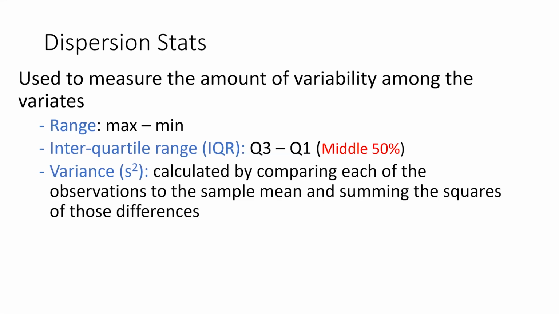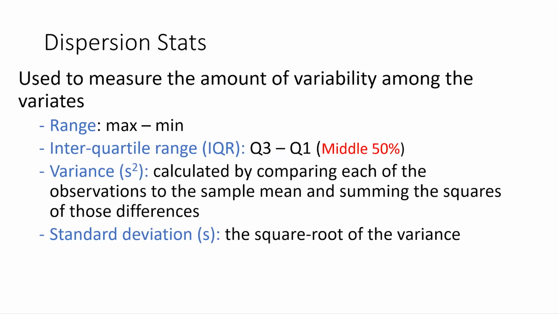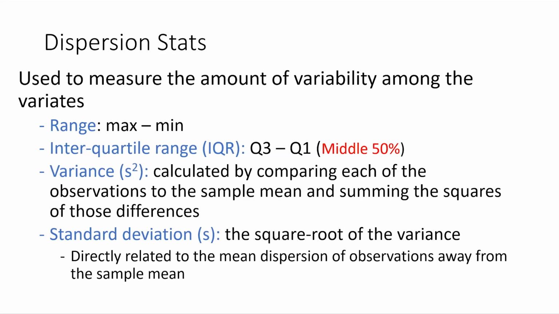Variance, which in a sample is S squared, is calculated by comparing each of the observations to the sample mean and summing the squares of those differences. Standard deviation is the square root of the variance. And it's directly related to the mean dispersion of observations away from the sample mean. And it's what we use more commonly than variance.